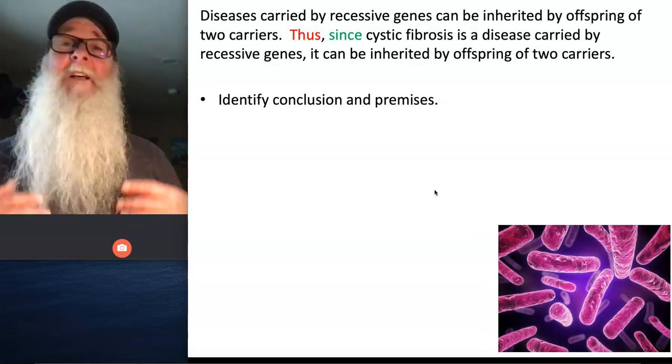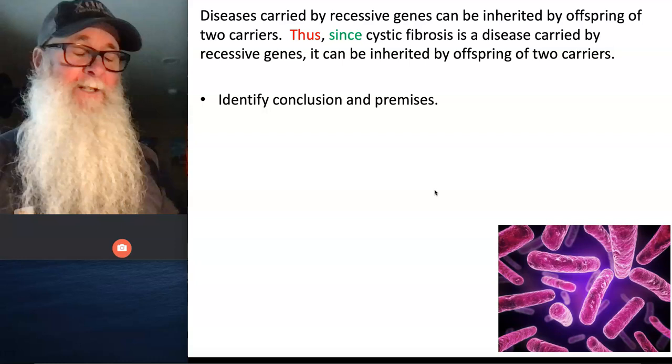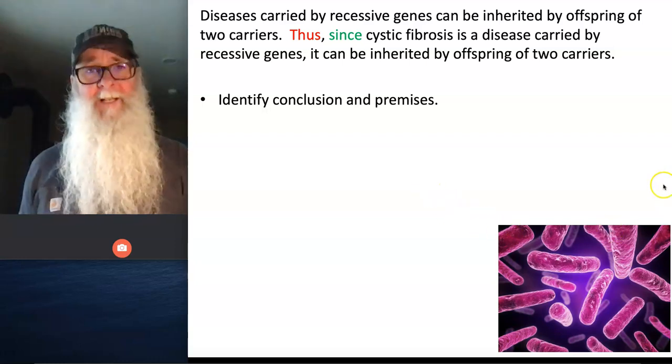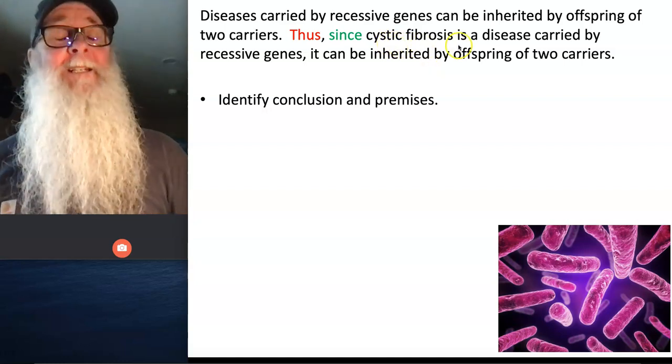Thus and since. Thus is a conclusion indicator. It tells us that the statement that follows is a conclusion, and since is a premise indicator, telling us that the statement that follows it is a premise.